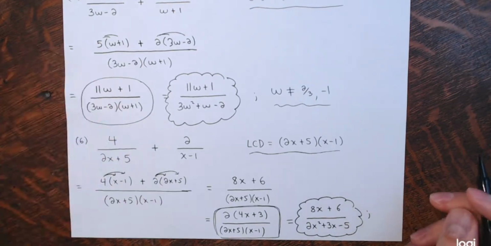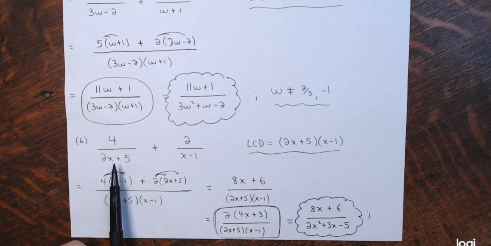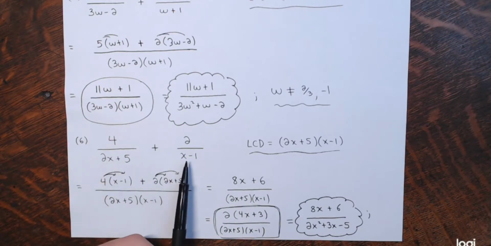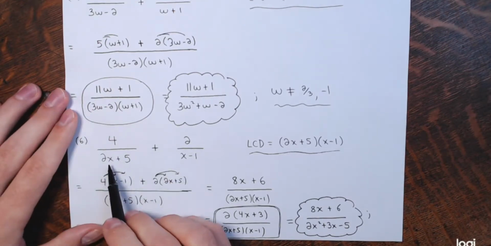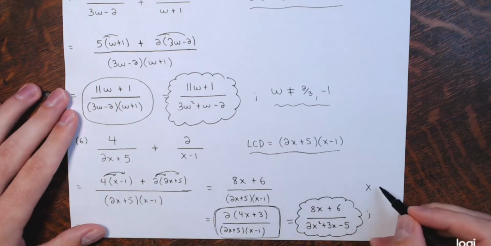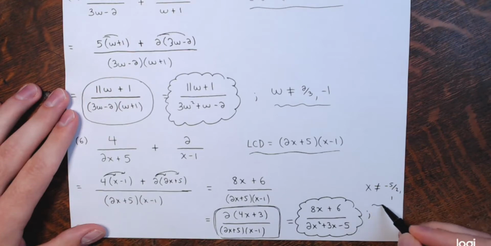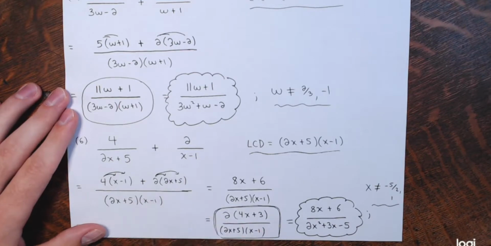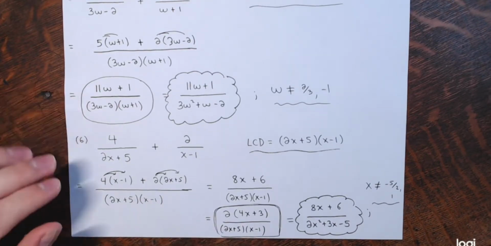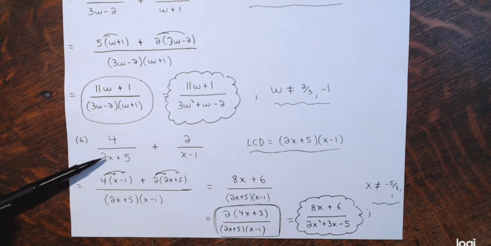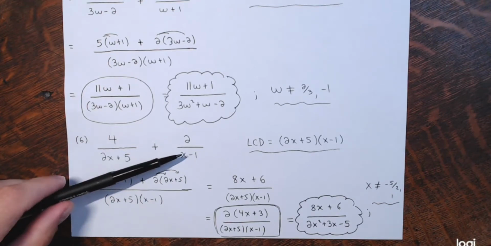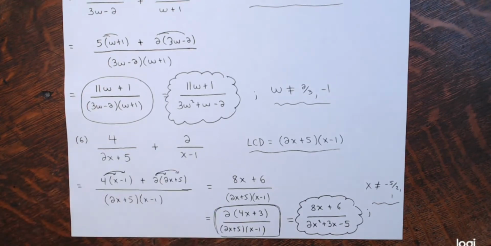All right. And again, test it out. Go back to the original sum here for example 6 and replace x with any number you want except -5/2 or +1. x can't be -5/2 or +1, because if x were any of those numbers, you'd be dividing by 0. You'd have denominators of 0. But for any other value of x, the value of this original sum should be equal to the value of the final expression. And I leave that to you to test some values out.